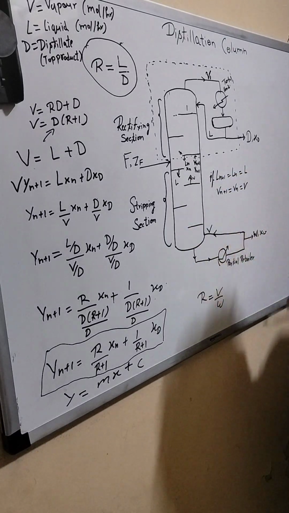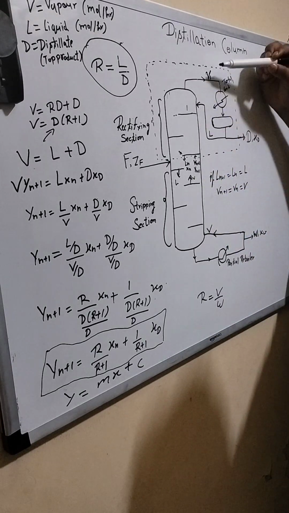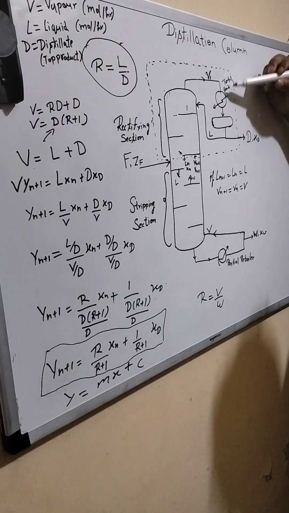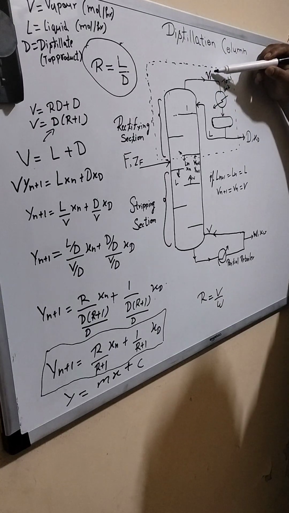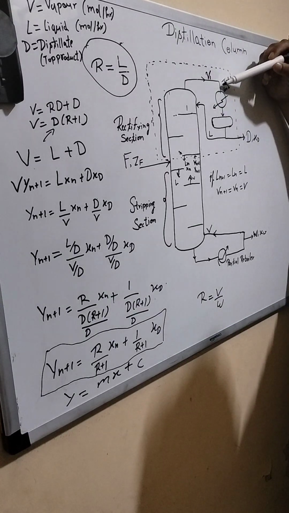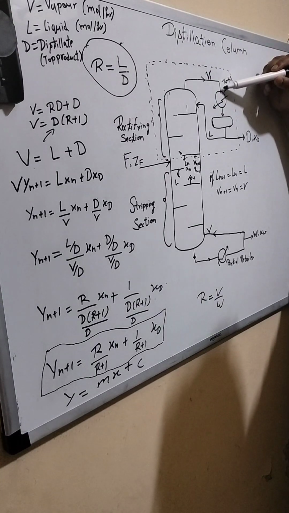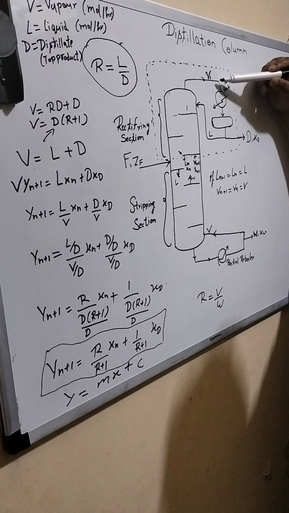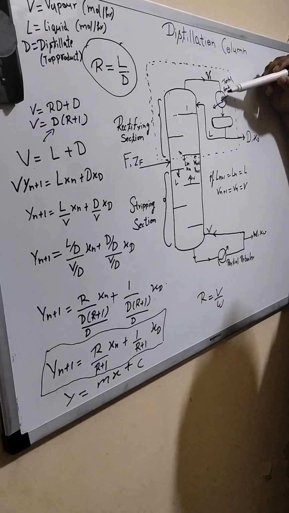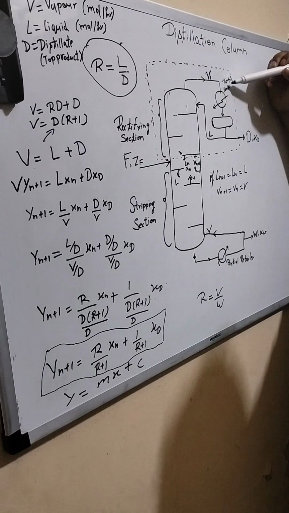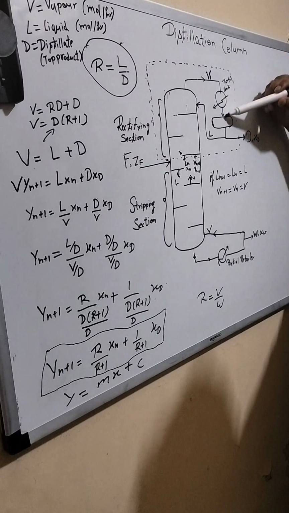So basically, what is the purpose of the total condenser? Suppose the more volatile component in vapor form comes into the total condenser. The purpose of the condenser is to condense all of its vapor. Generally in industry we use a total condenser. So it will be collected in a reflux drum.